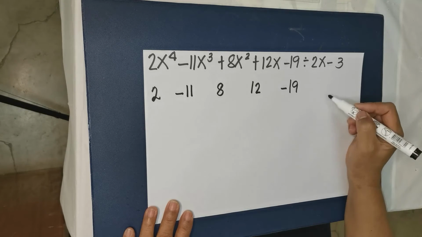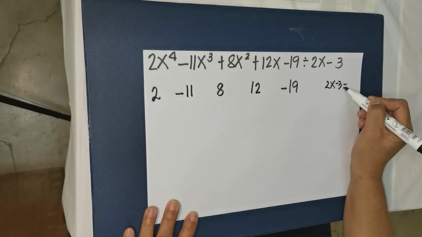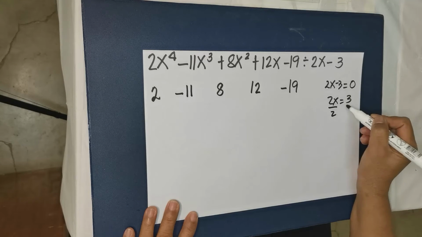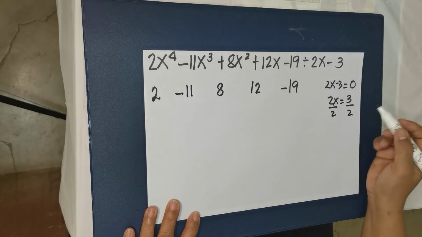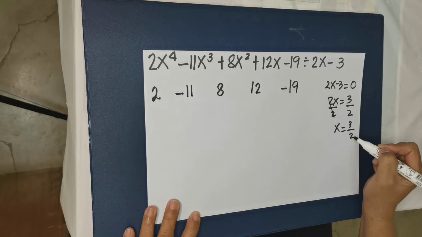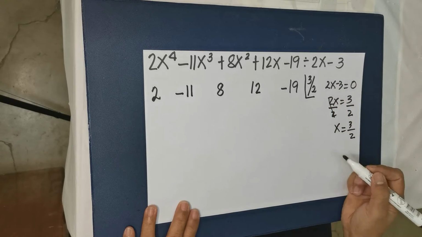And that is, for the value of our x, 2x minus 3 is equal to 0. So, 2x is equal to positive 3. So, divide both by 2. That is multiplication property of equality. So, our x this time is 3 halves. So, our value for x is 3 halves.